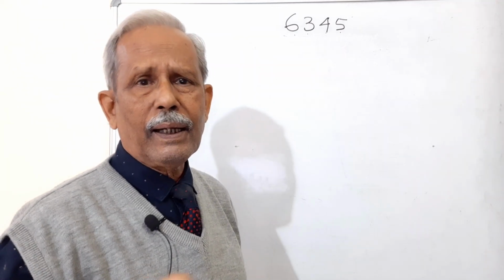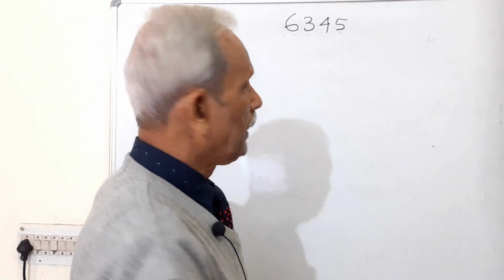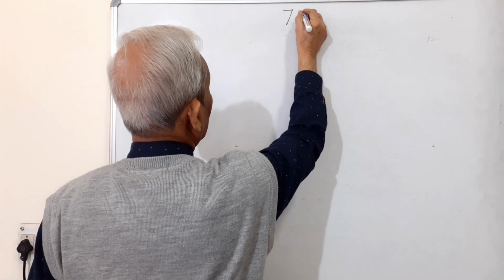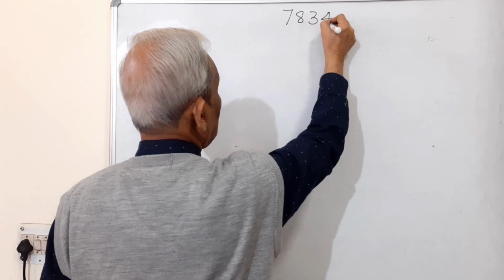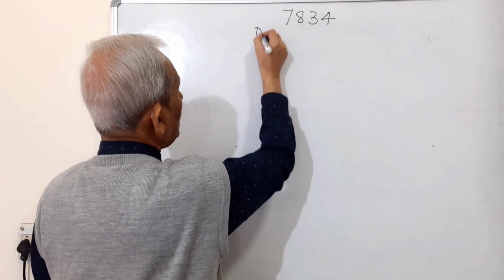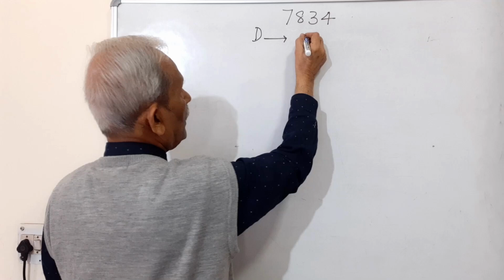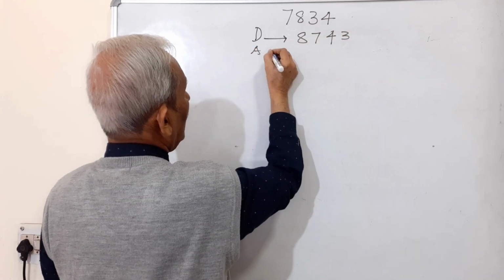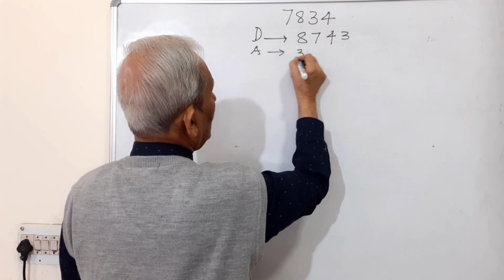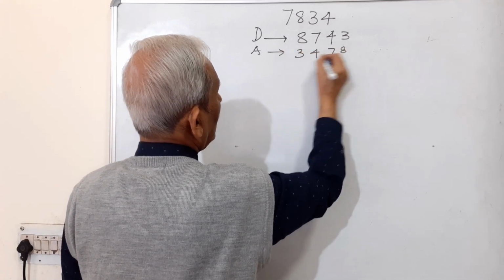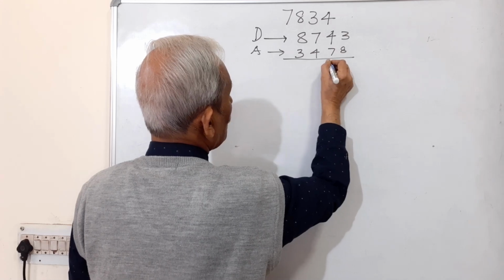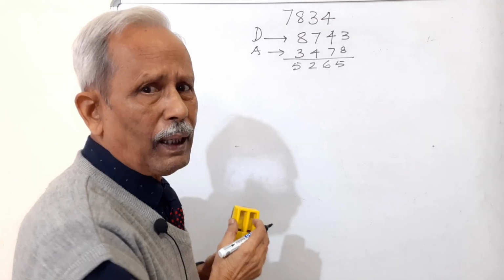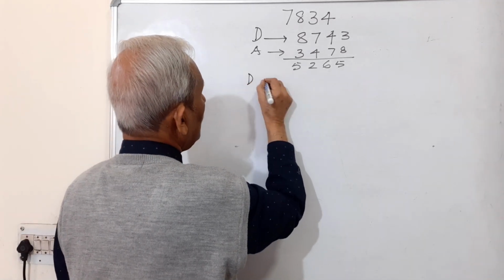So let us take another small example. Say, take 7834. I'm writing it small so that it can come into this board. 7834. So first descending, I'm writing D for descending. The number is 8743. Then I do ascending and I get 3, 4, 7, 8. Subtract this, 5, 2, 6, 5. Well, now again repeat descending.